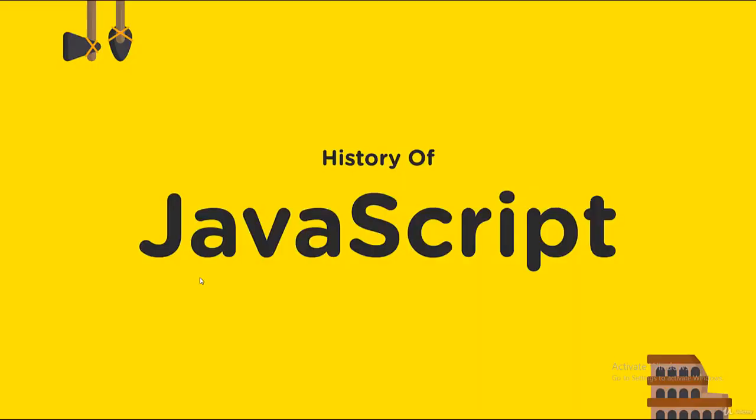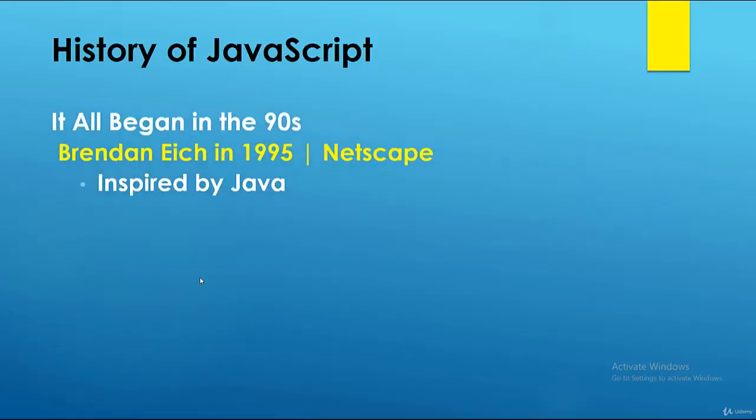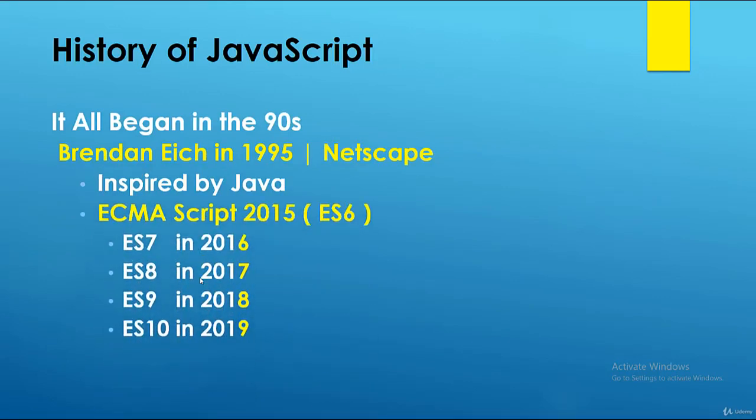History of JavaScript. It all began in the 90s, by Brendan Eich in 1995. He was working at Netscape and was inspired by Java. After that, in 2015, ECMAScript started to release ECMAScript 6. Man, it's a revolution in JavaScript. And afterwards, each year, they provide more and more features, empowering JavaScript. As you can see, ECMAScript 7, 8, 9, and 10. And don't worry, we're going to discuss all of those features throughout our sessions.